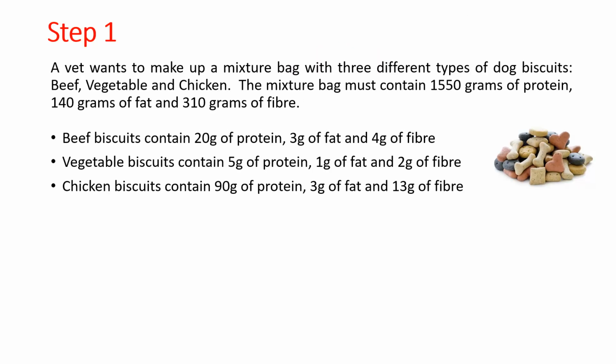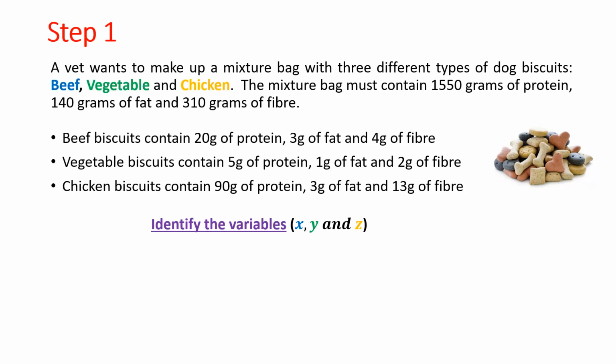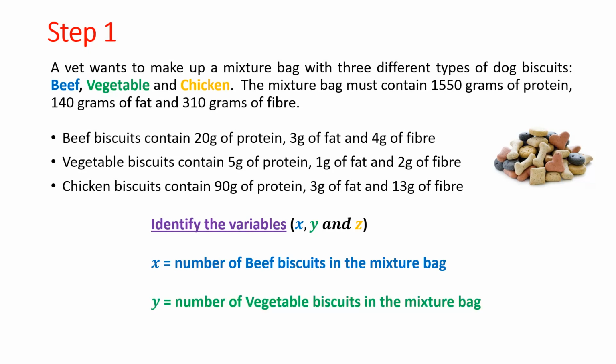Let's get into step 1. We're going to identify the variables, and I'm going to use X, Y, and Z. Well, we have beef, vegetable, and chicken biscuits. That's the clue to the variables. X is going to be the number of beef biscuits in the mixture bag. Y is the number of vegetable biscuits in the mixture bag. And Z is the number of chicken biscuits in the mixture bag.